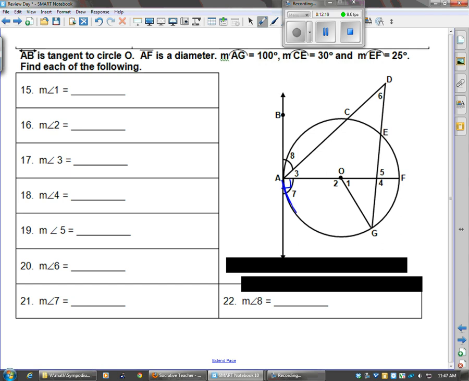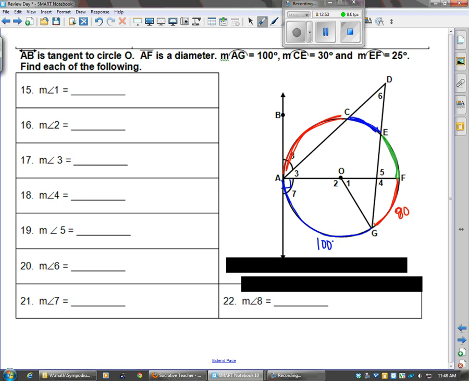Kind of tells me almost the same thing. First arc that they give us is AG. That's 100. Your job before you start any of these problems, 15 through 22, is to make sure that you have every little piece of circle, every arc, that you know the degree measure for. So, if AG is 100, GF must be 80, because those are 180.